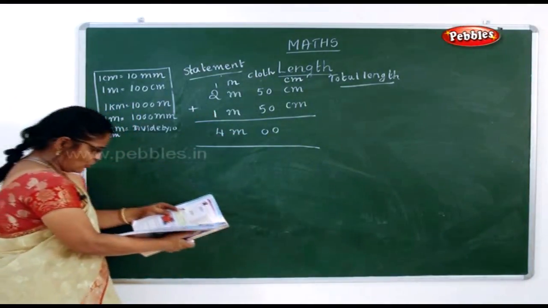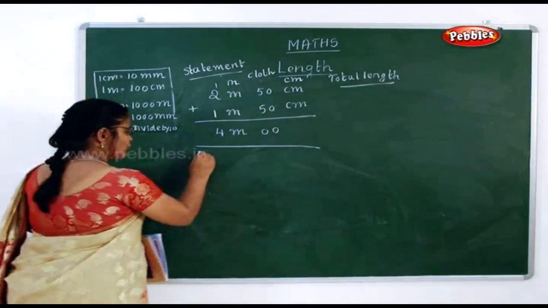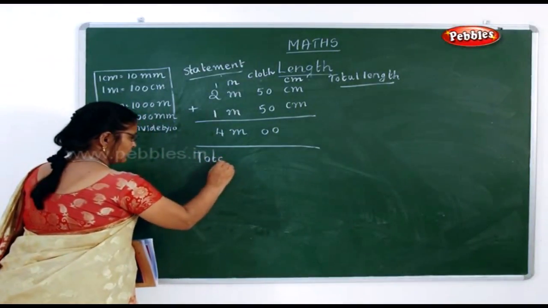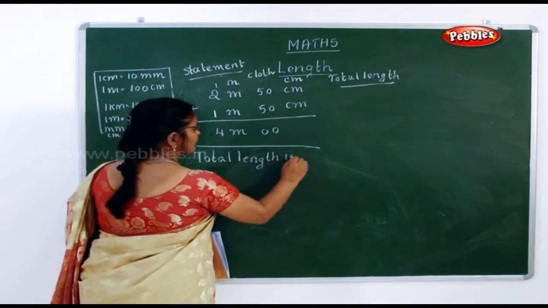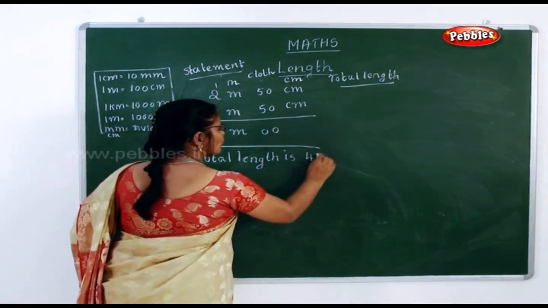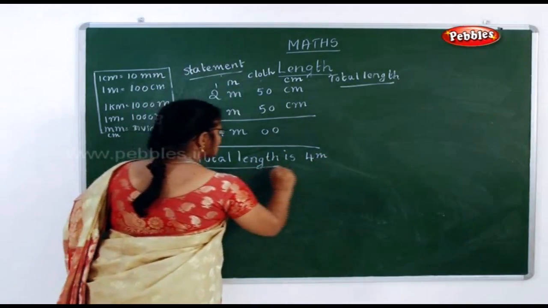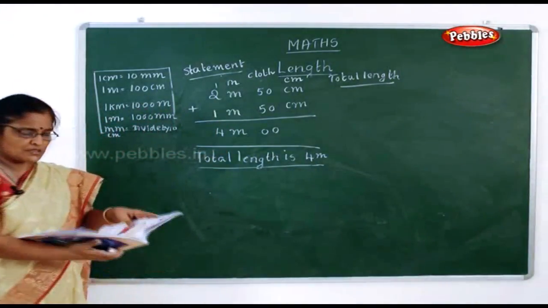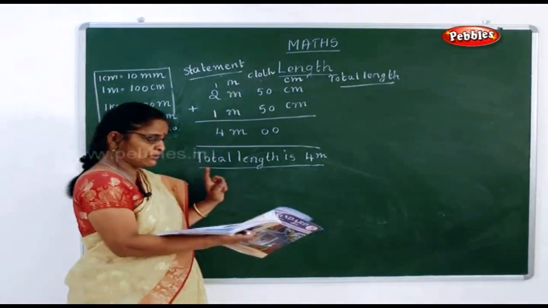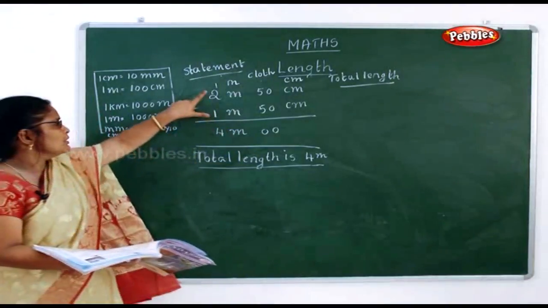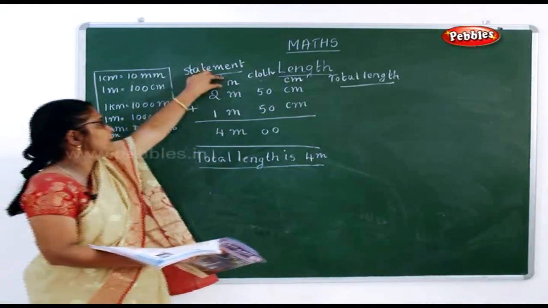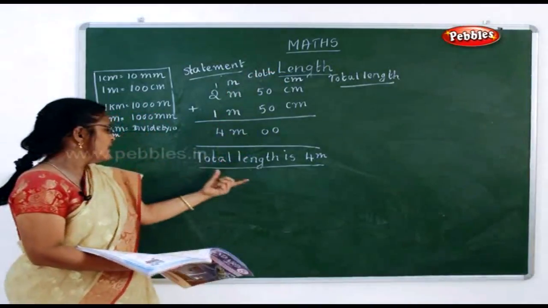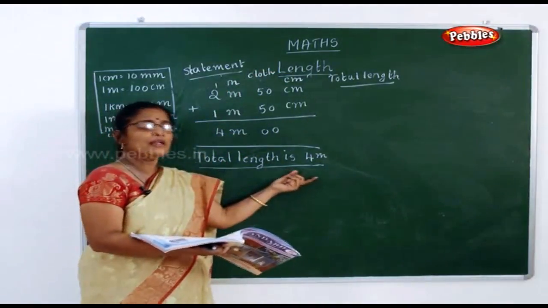The total length, how much did you buy? Now like this you have to write. Total length is, now what will you write? Total length is 4 meter. So this is how you have to do your statement sums. Am I right? Are you clear now with the sum? When you want to add, the heading should be on the top, write it, and the answer also should be very clear.